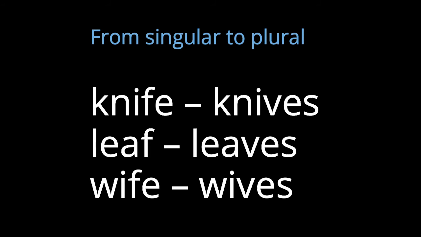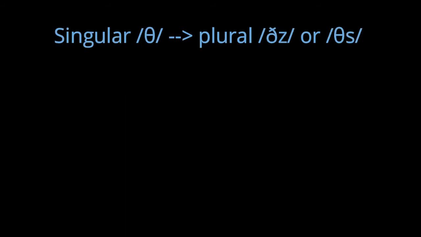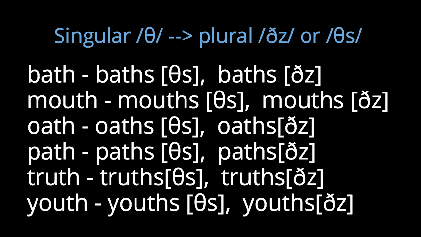Knife, knives. Leaf, leaves. Wife, wives. The following words in their singular forms end with the th sound, but in their plural forms, they can be pronounced either voiced, ths, or voiceless, ths. For instance, bath can be said either as baths or bathz.